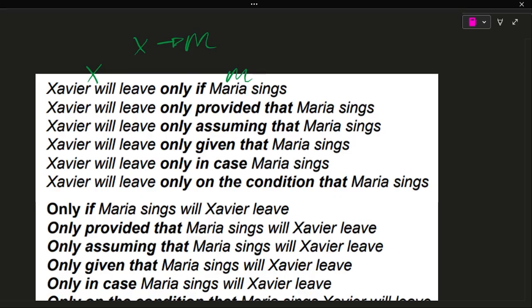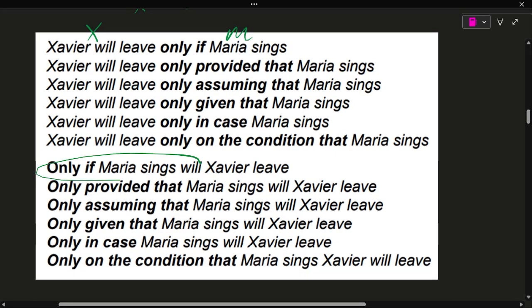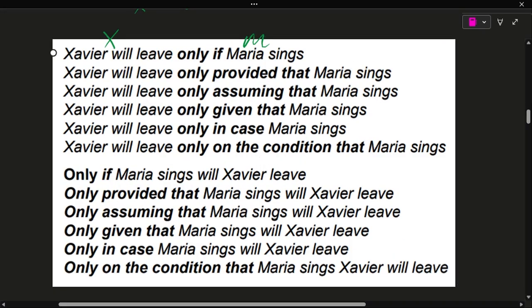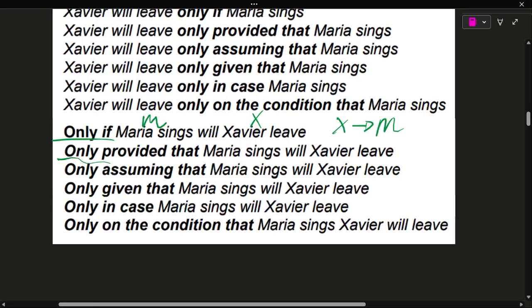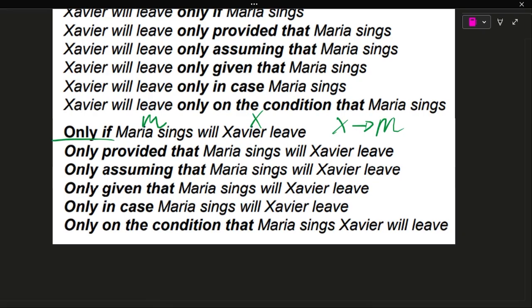Maria will only sing if Xavier leaves is a good way of phrasing it there. Even if it starts off like this, as over here, whatever comes after the only if statement is the consequence. And here we have it again, X to M. And these are all the correct equivalents, of course. They all serve only.